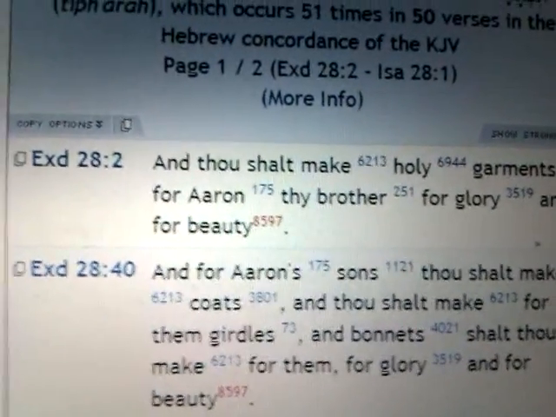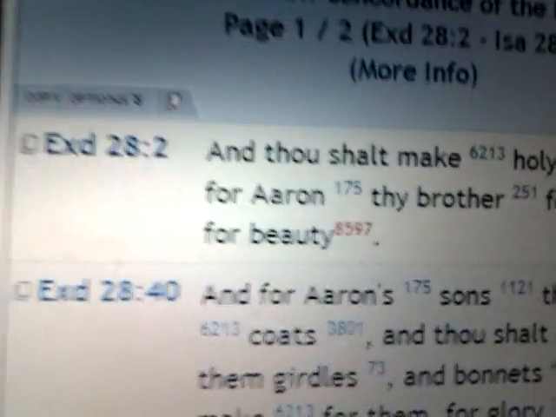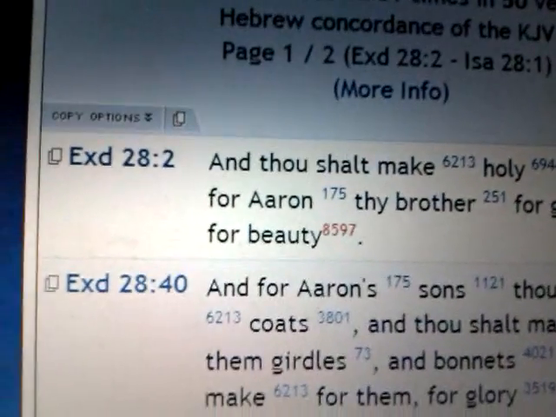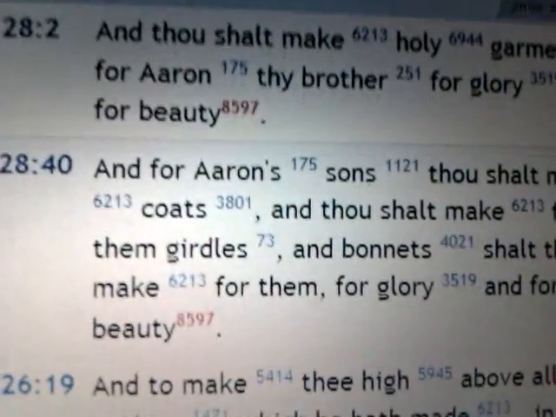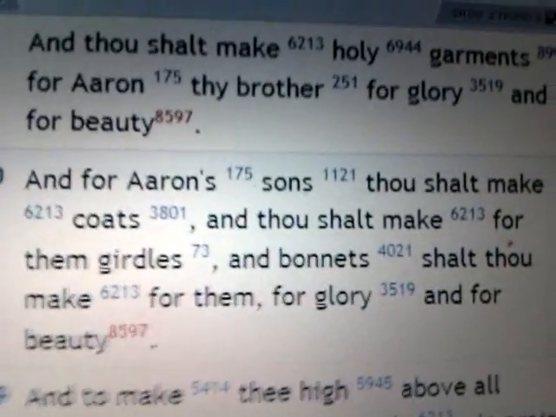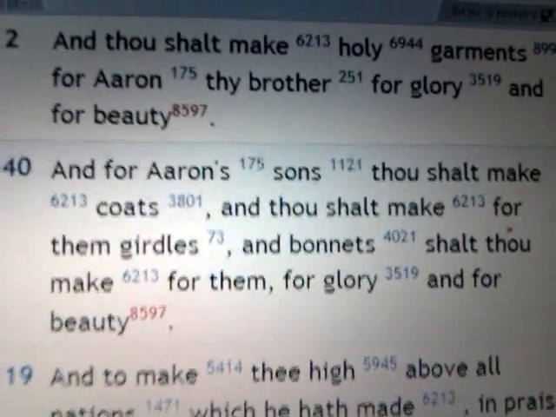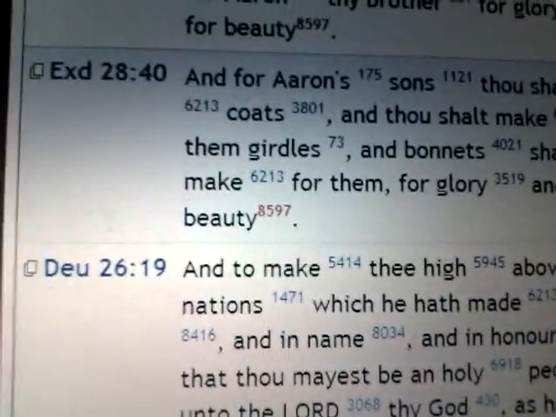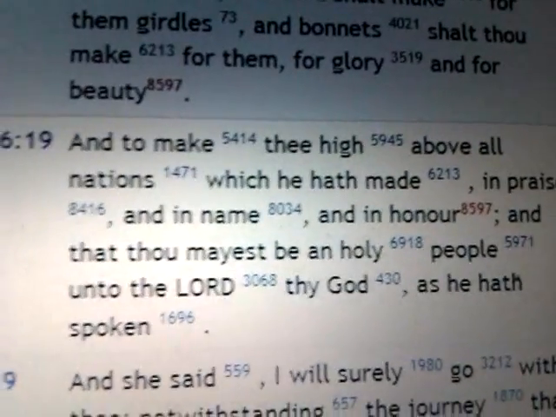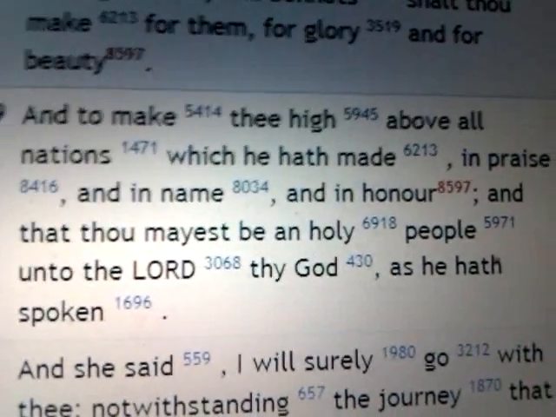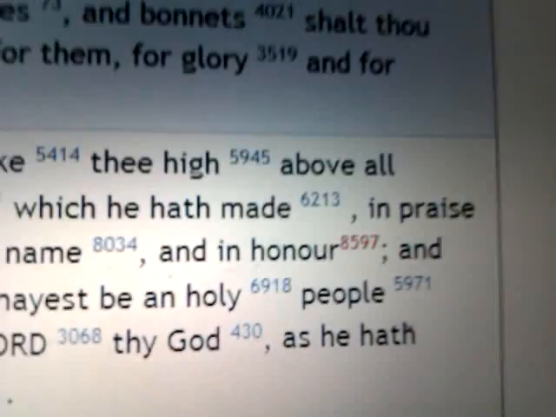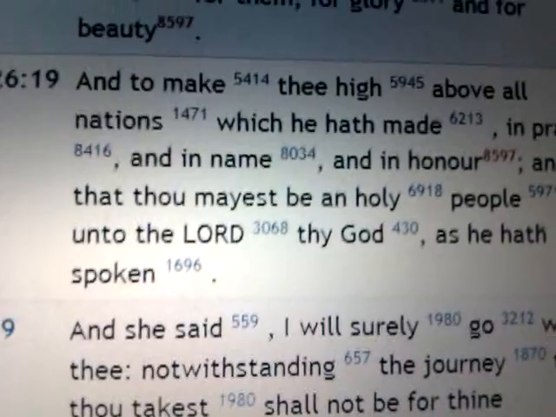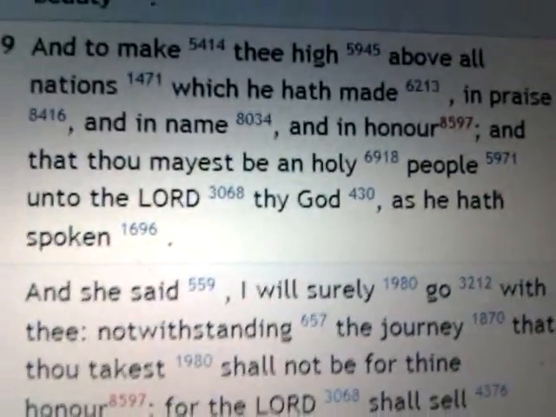Exodus 28:2, and thou shalt make holy garments for Aaron thy brother, for glory and what? For beauty. So you see the red right there? That word right there is the Tiferet, Tiphareh link. Exodus 28:40, and for Aaron's sons thou shalt make coats, and thou shalt make for them girdles and bonnets, for glory and for what? Beauty. So there's that link to Tiferet, Tiphareh. Now, Deuteronomy 26:19, and to make thee high above all nations, which he hath made, in praise, and in name, and in what? Honor. And that thou mayest be a what? Holy people to the Lord thy God, to Yahweh thy Elohim, as he hath spoken.